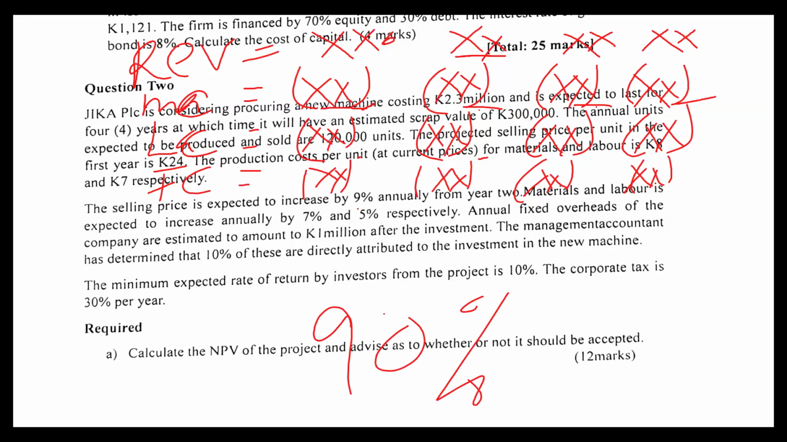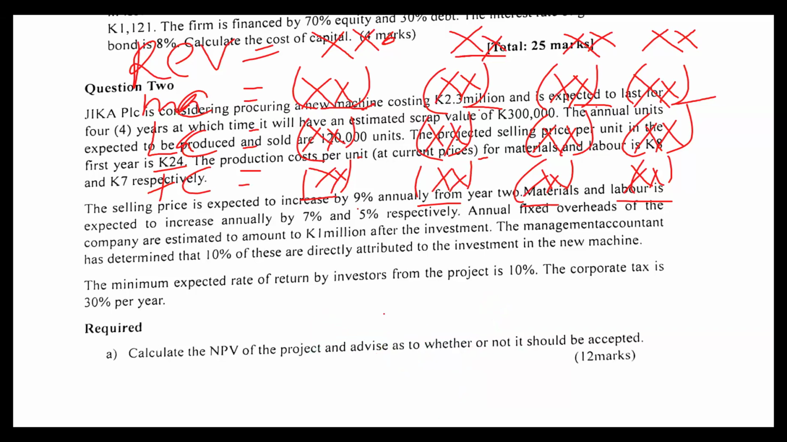So here, since we are looking at the cash flows from the machine, we only get 10% of 1 million. That's what will be put in here. Only 10%, not the whole 1 million. Is that clear? We're not going to be deducting the entire 1 million, but only 10% of the same.